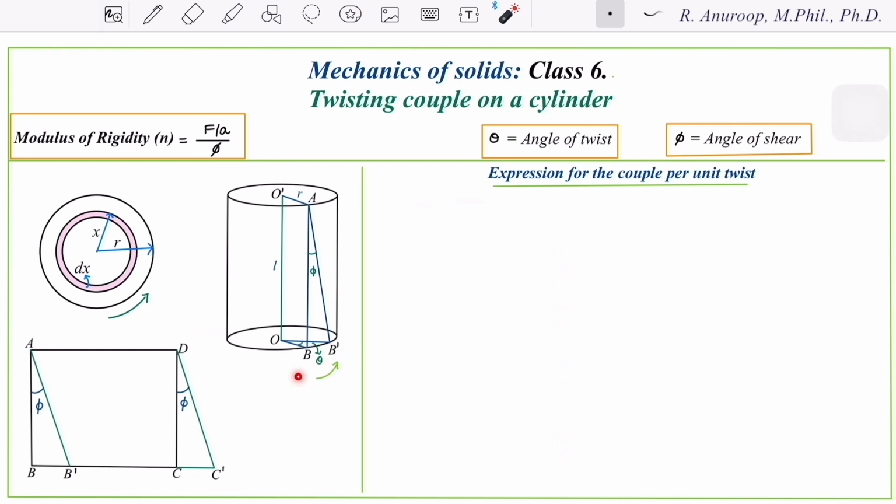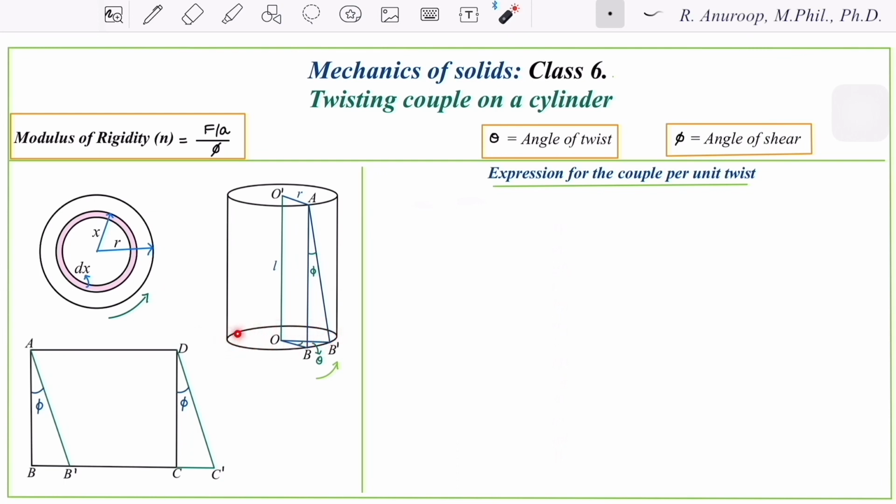Now what happens inside the cylinder? A reaction is set up and a restoring couple is developed, and this restoring couple is equal and opposite to the twisting couple. So when you twist a cylinder by fixing one end and twisting at the other end, there is a restoring couple developed inside the cylinder which is equal and opposite to the twisting couple.